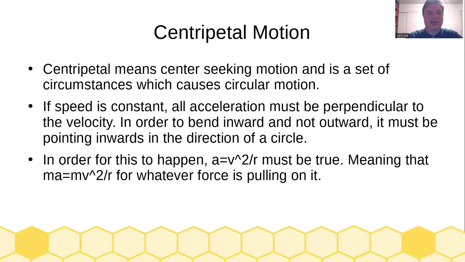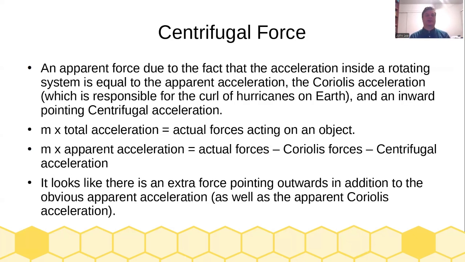This being true is what causes there to be centripetal motion, whereas centrifugal force is an apparent force which is caused by you already being in a system which has rotation. Centrifugal force is an apparent force due to the fact that the acceleration inside a rotating system is equal to the apparent acceleration, the Coriolis acceleration, which is responsible for the curl of hurricanes on Earth, and an inward pointing centrifugal acceleration. M times the total acceleration would be equal to the actual forces acting on an object.